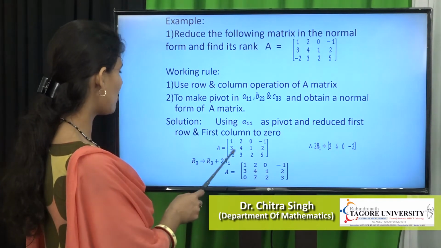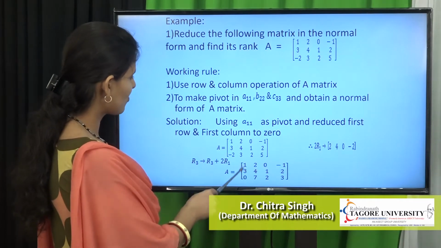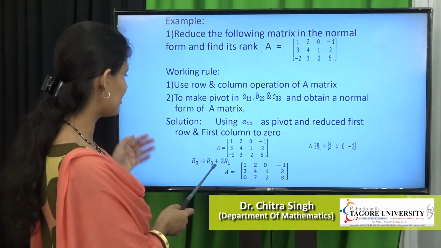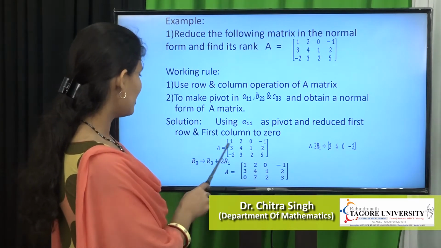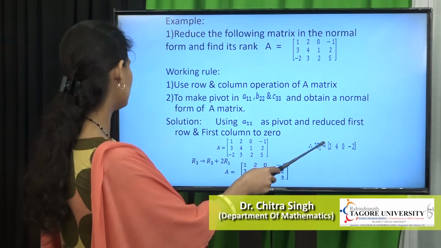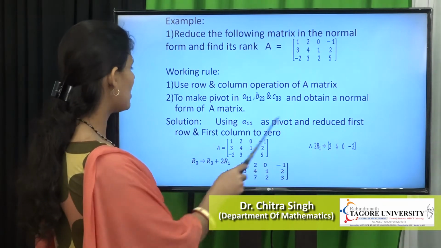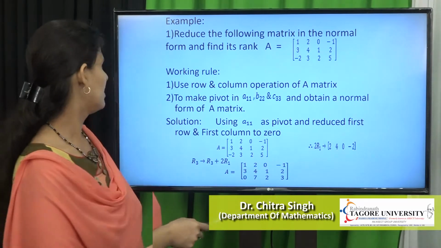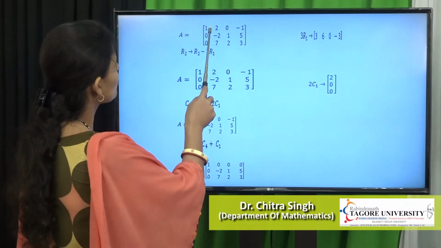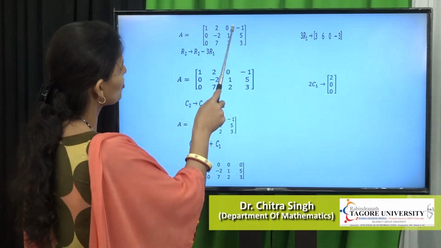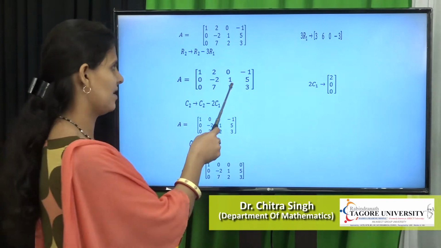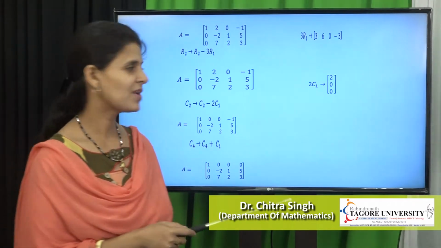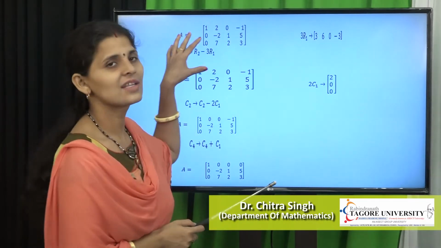So you prepare a matrix for A equals to 1, 2, 0, minus 1, 3, 4, 1, 2. Then your next R3 row is minus 2 plus 2 is 0, 3 plus 4, 7, 2 plus 0, 2, 5 minus 2, 3. Then next you obtain matrix A equals to 1, 2, 0, minus 1, 0, minus 2, 1, 5, 0, 7, 2, 3. After the operation R3 tends to R3 plus 2R1, you get a matrix of this form.